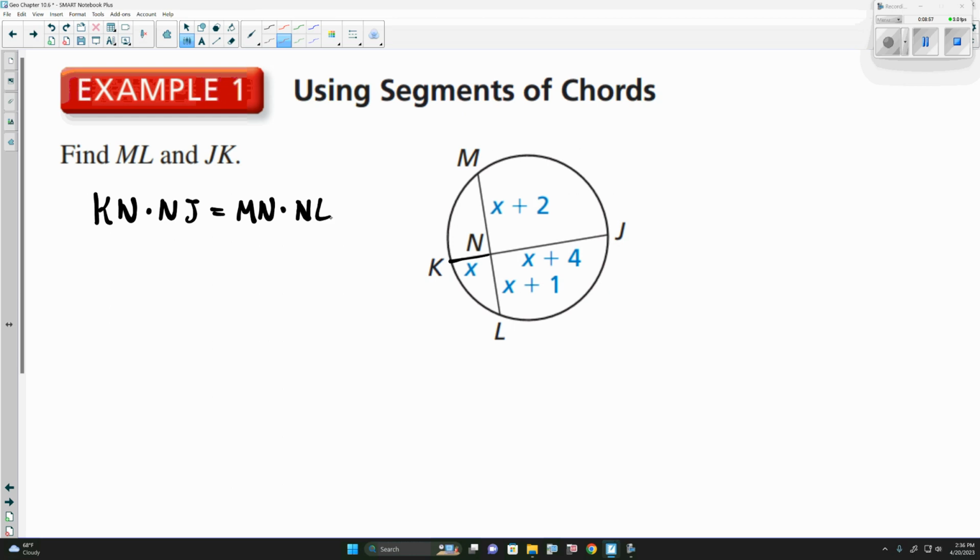Especially when you do the homework and are working it out, you don't have to write this out. I'm writing it out so we use the theorem, because this is what the theorem states. Now, KN's value is x. NJ is x plus 4. So we're saying that x times x plus 4 is equal to x plus 2 times x plus 1.